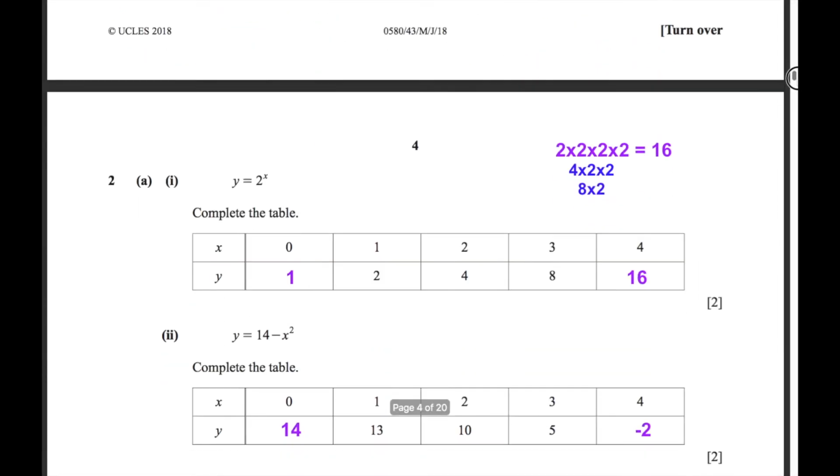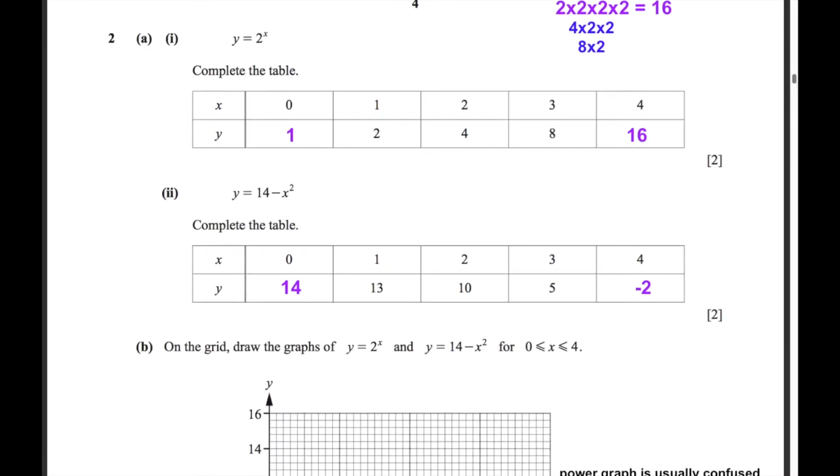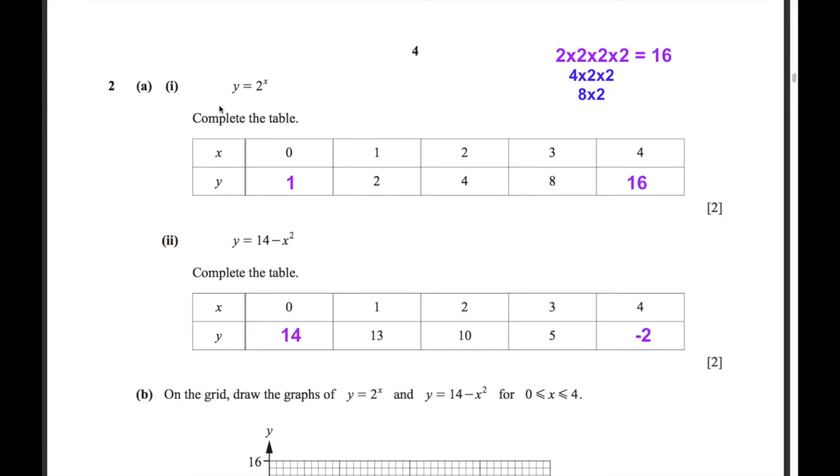All right. So for question 2, we have y is equal to 2 to the power of x. Complete the table. So when x is 0, what is y? Of course, whenever anything is raised to the power of 0, the answer is 1. So 0, and then you have 1. 2 to the power of 4 is 16, because again, 2 times 2 times 2 times 2 is 16.